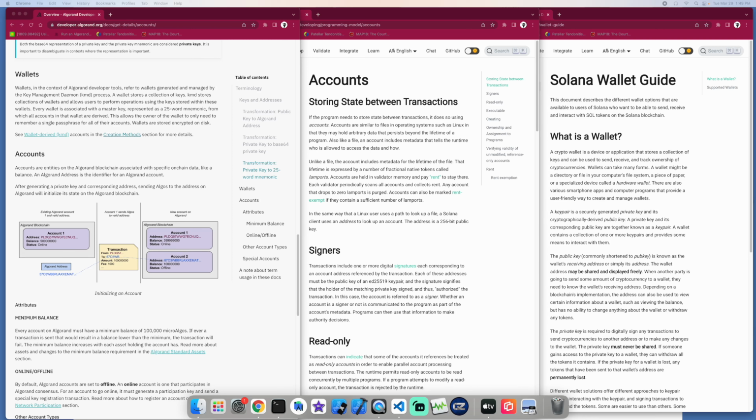Welcome to Cooley Labs. Today I will be discussing the relationship between wallets, accounts, and public and private keys. I will be utilizing Algorand and Solana documents, so it may be different on other networks.